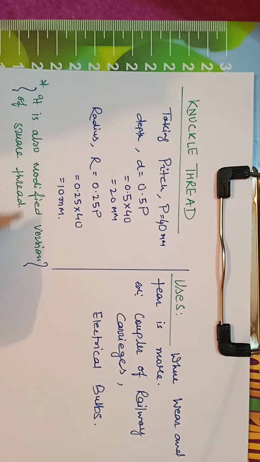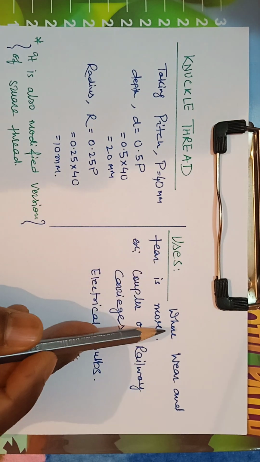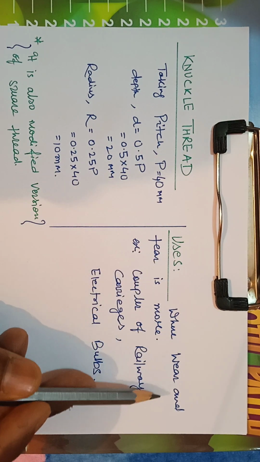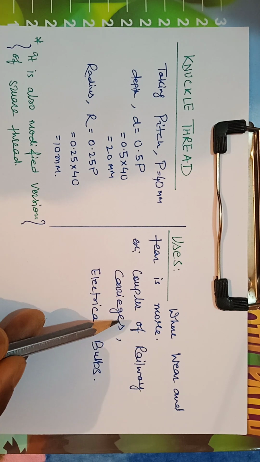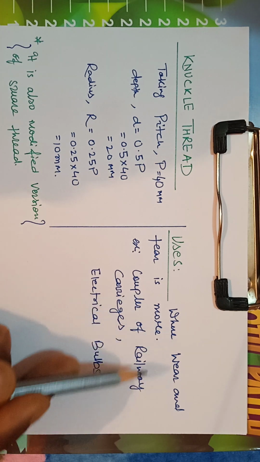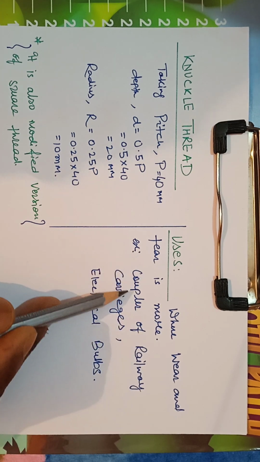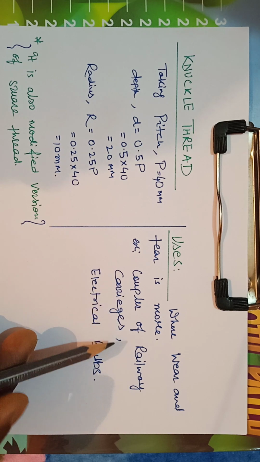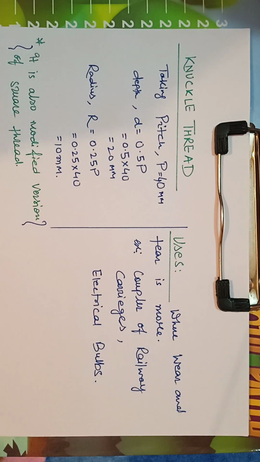The knuckle thread is also a modified version of the square thread. We have to remember this. As far as uses are concerned, wherever there is more wear and tear, we use the knuckle thread. In examinations, mostly competitive examinations, this type of question comes: in this type of application, which thread will you use? So you have to remember this. Examples are the coupler of railway carriages, the railway bogies, and the next example is electrical bulbs.